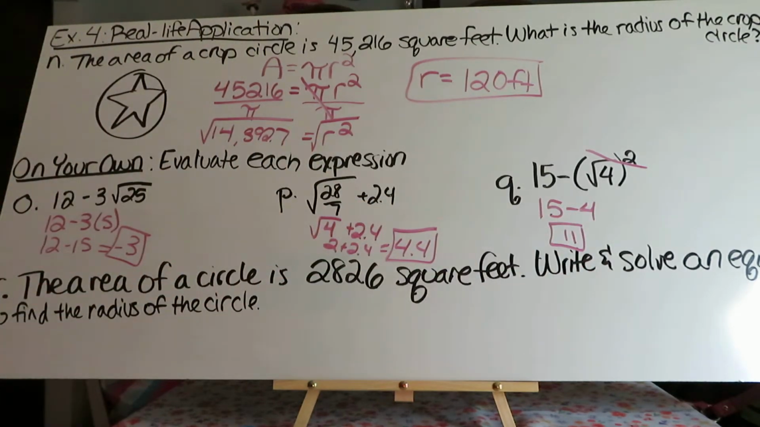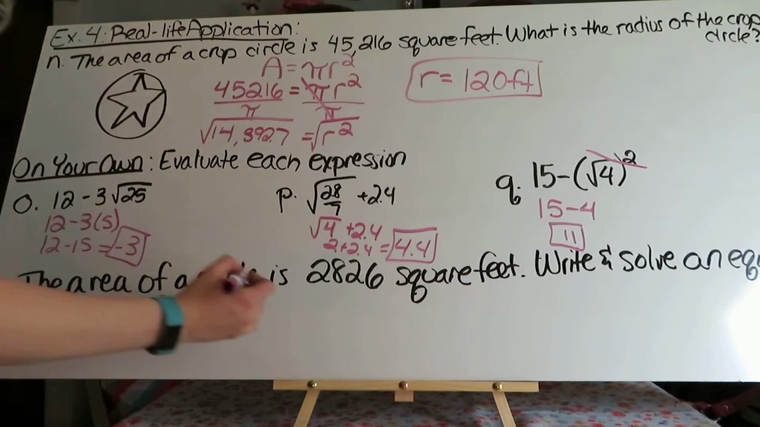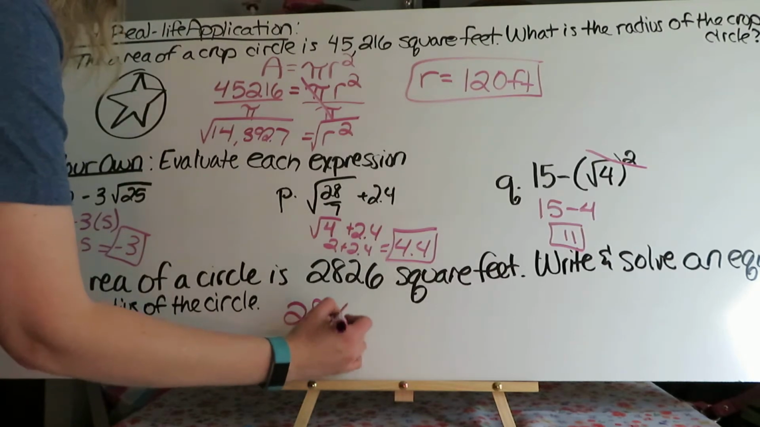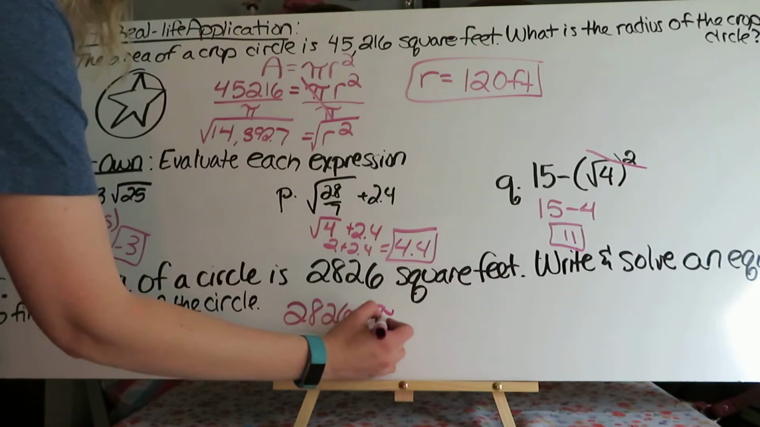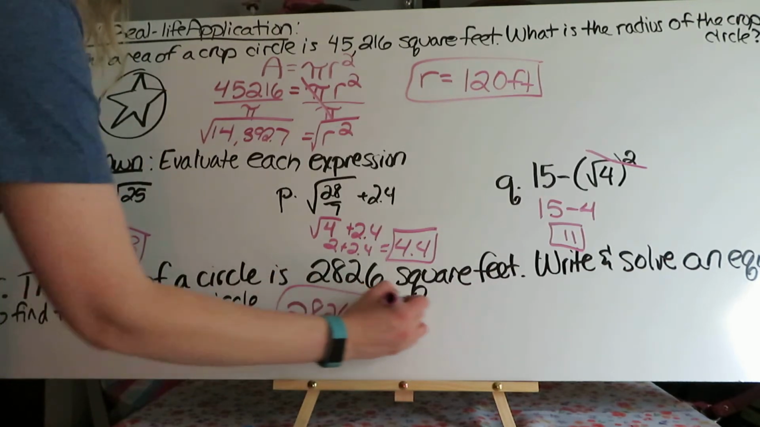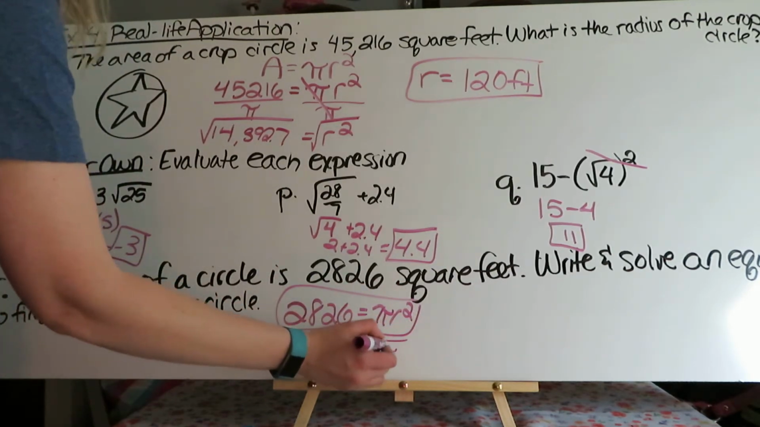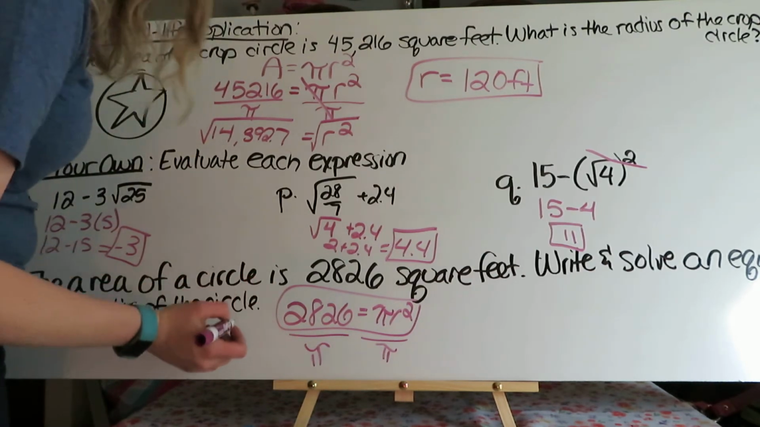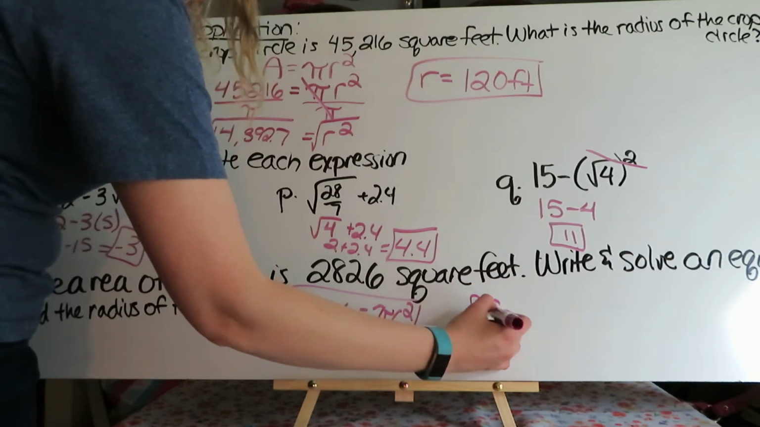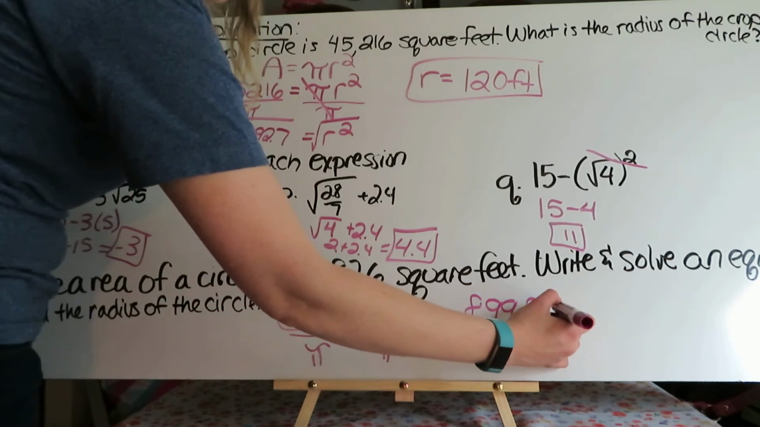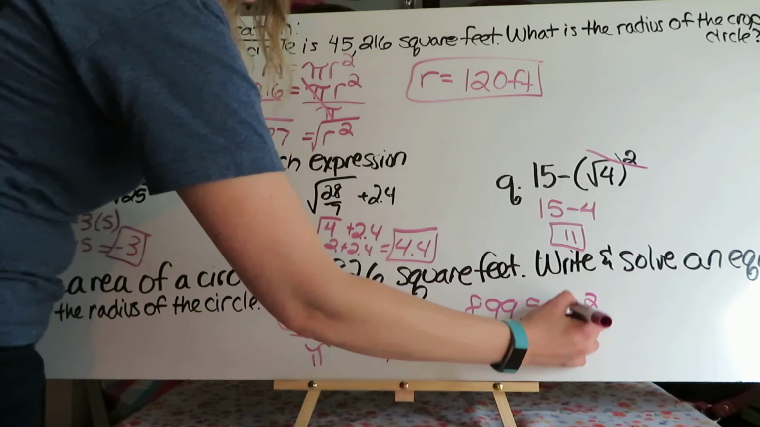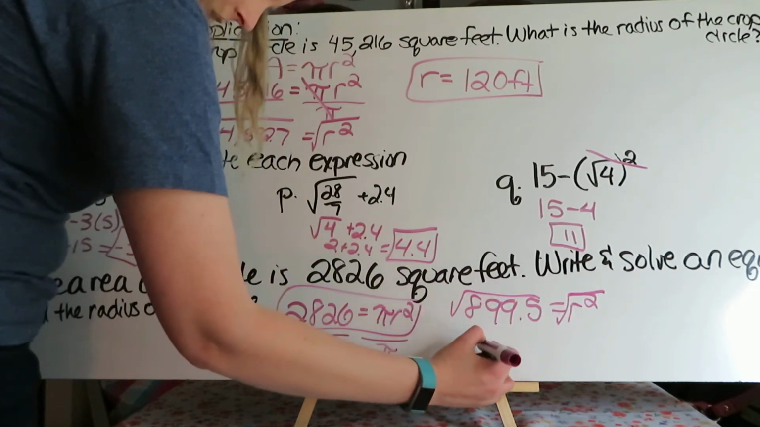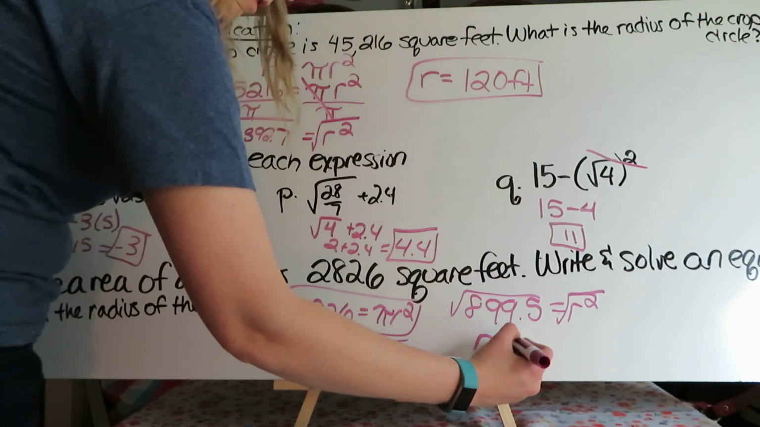Last problem. The area of a circle is 2,826 square feet. Write and solve an equation to find the radius of the circle. 2,826 equals pi r squared. There's my equation. Now I have to solve it. I'm going to divide both sides by pi. This is going to give me 899 and 5/10 equals r squared. I'm going to square root both sides. I get that r equals 30.